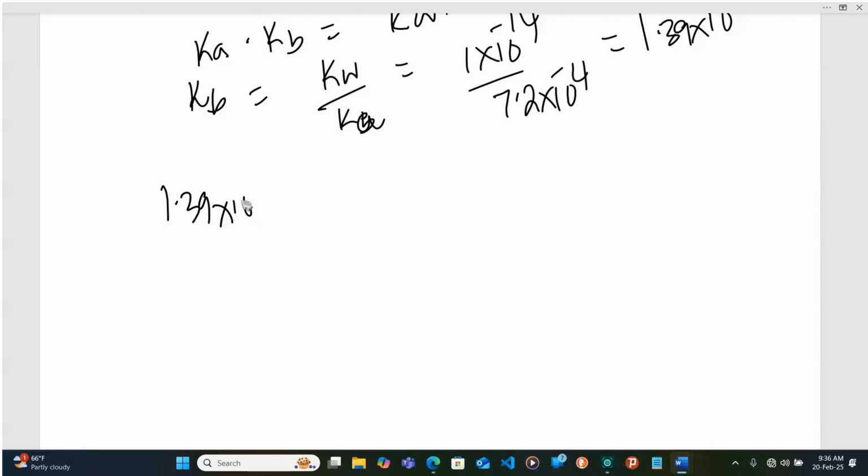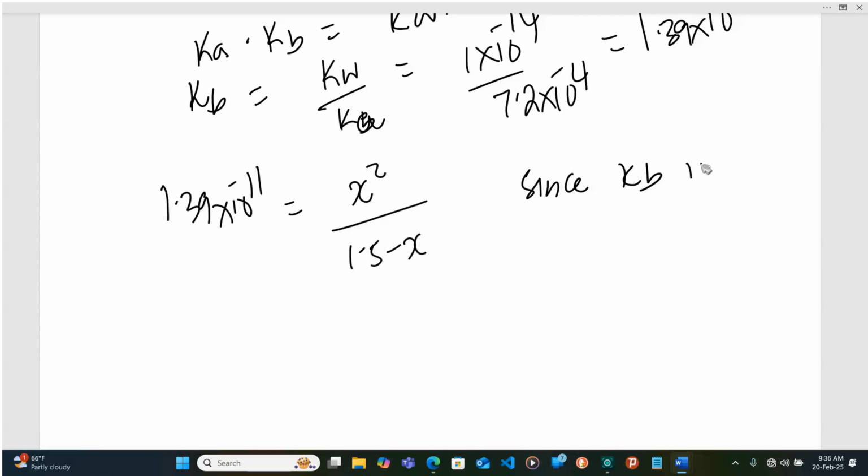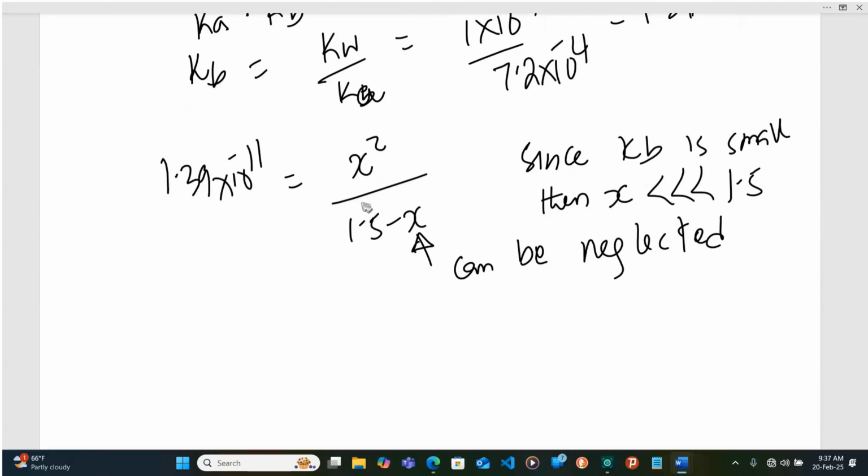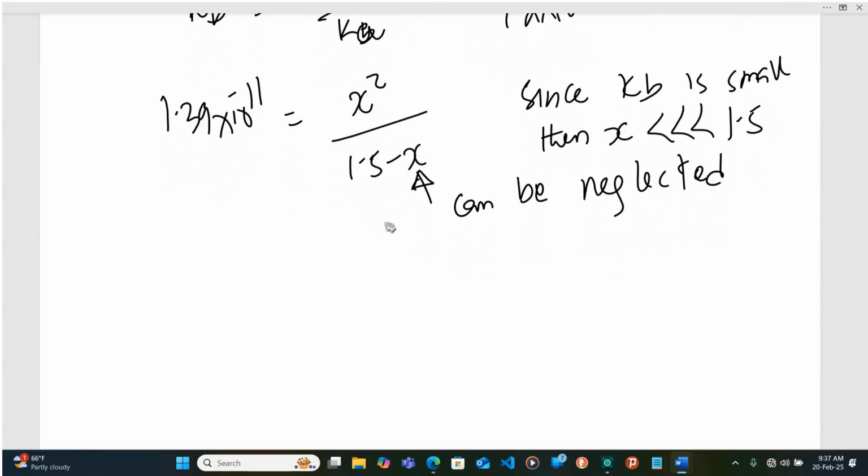1.39 times 10 power negative 11 is equal to x squared divided by 1.5 minus x. So since Kb is very small, then x is going to be much smaller than 1.5. And therefore this x can be neglected. Try to include it in your separate calculation. You will see that it almost becomes insignificant when we are subtracting it from 1.5.